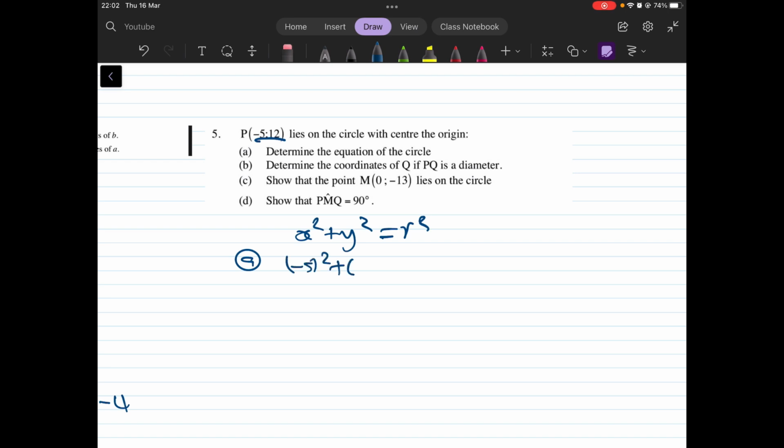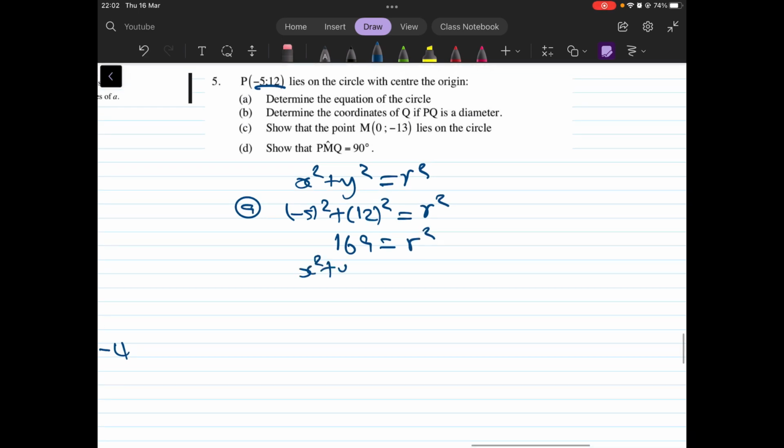Minus 5 squared plus 12 squared equals r squared. What is this? This is 169. That is equal to r squared. Therefore, now we just write this in the standard form, and we are done with the equation of the circle.